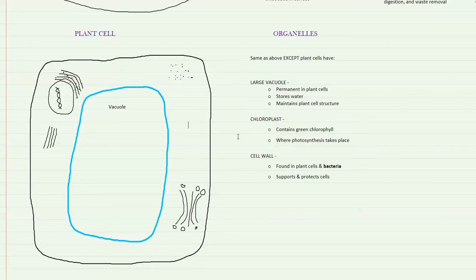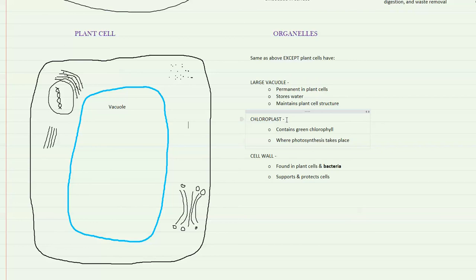Now, I'm sure all of you know that plants photosynthesize, or hope that you do, which means that they make their own food. Okay, they make their own food from light. The organelle that allows them to do that process of photosynthesis is called a chloroplast. Animal cells don't have them.